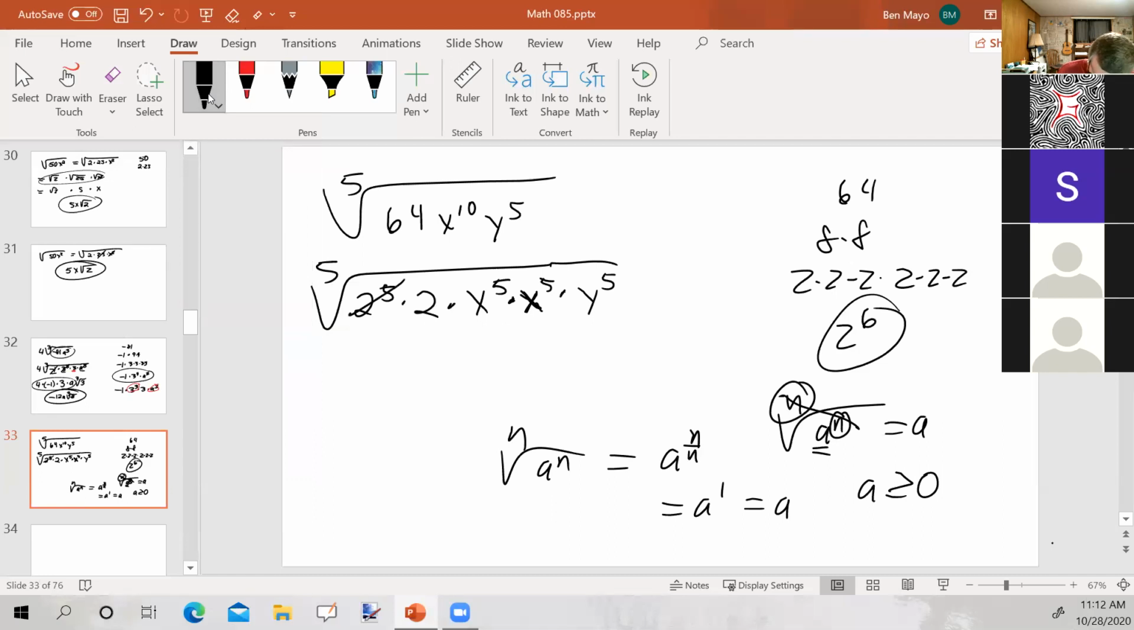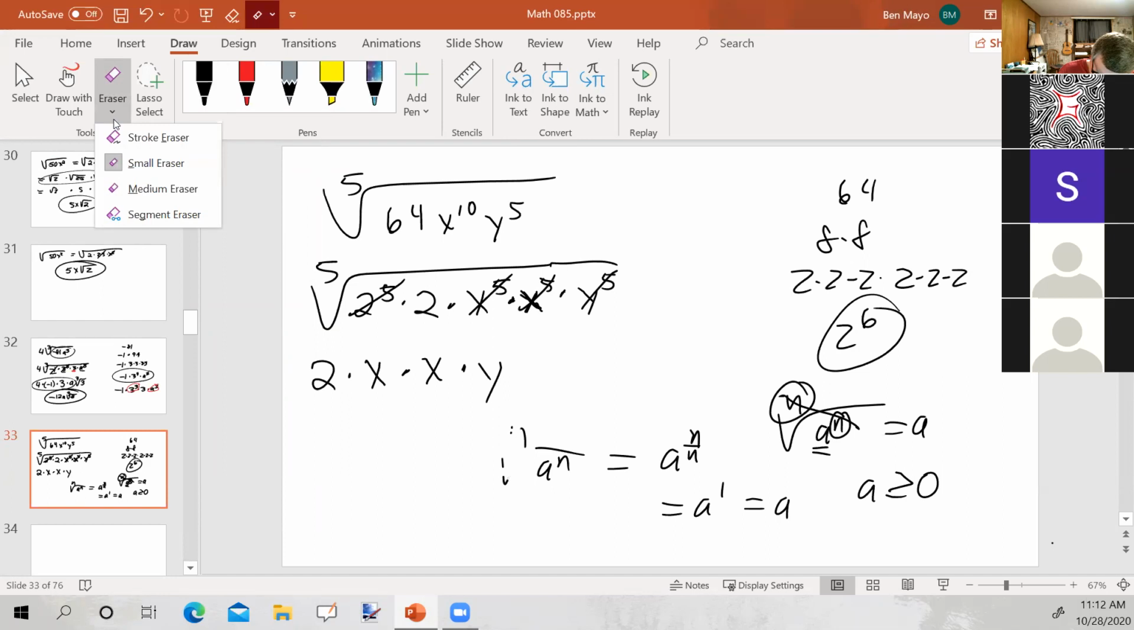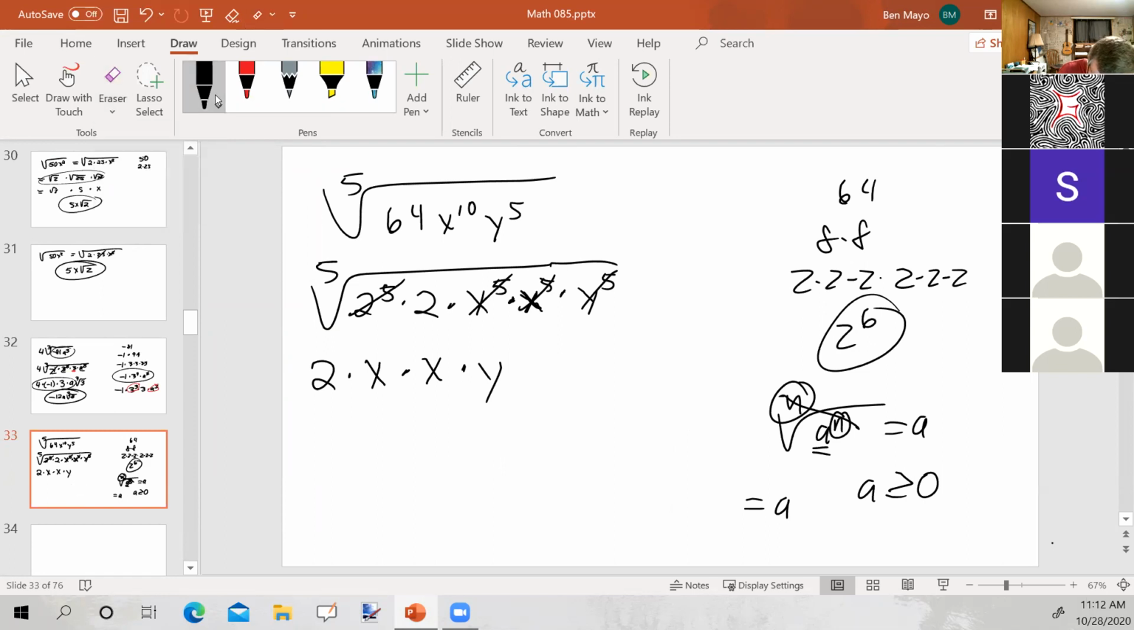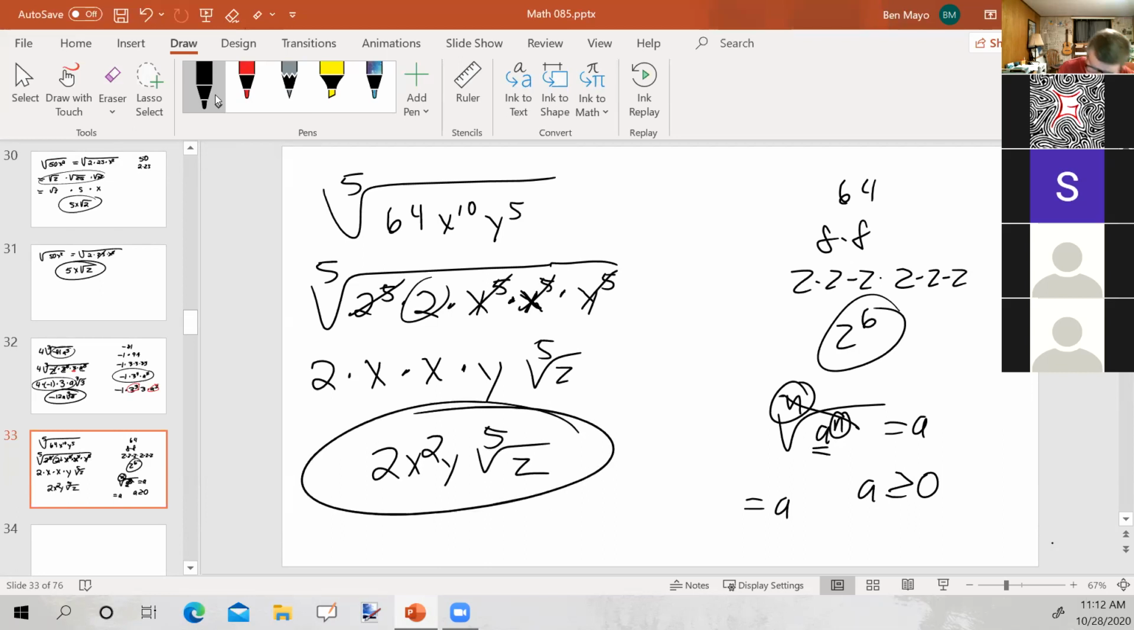Okay, here we go. What's the 5th root of 2 to the 5th? That's a 2 on the outside. What's the 5th root of x to the 5th? That's an x on the outside. What's the 5th root of x to the 5th? That's an x on the outside. What's the 5th root of y to the 5th? That's a y on the outside. Okay. Now, what do we have left over? The 5th root of 2. So I've got 2x squared y, 5th roots of 2.